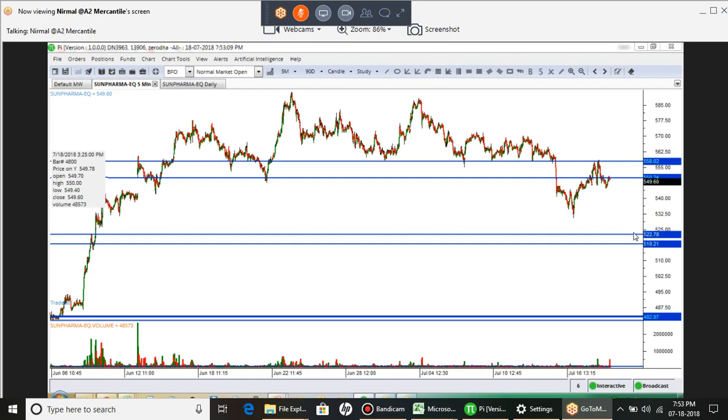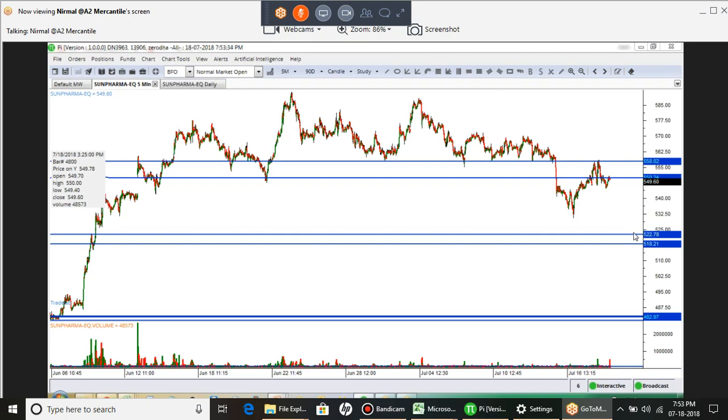What will happen if the trade goes against us? Sir, if we short at 550 level, then we'll be looking for a target of 522 or 525. Yes, but what can go wrong?